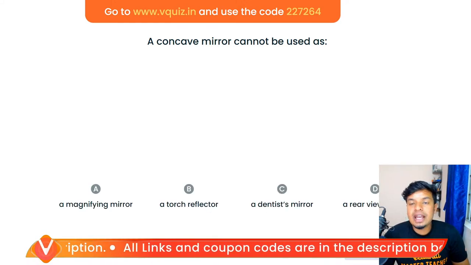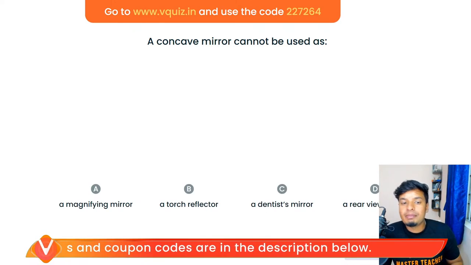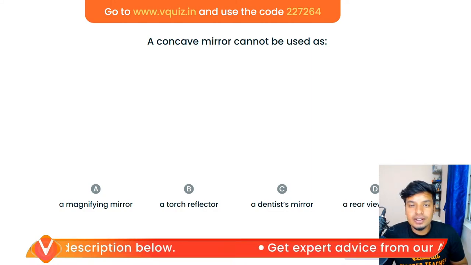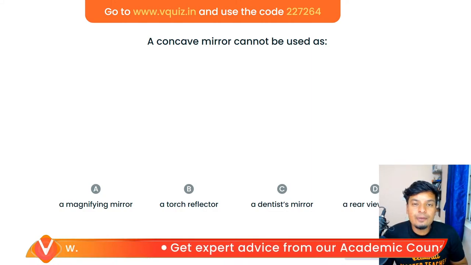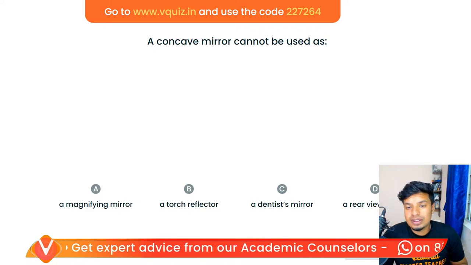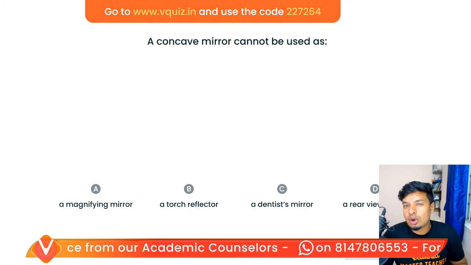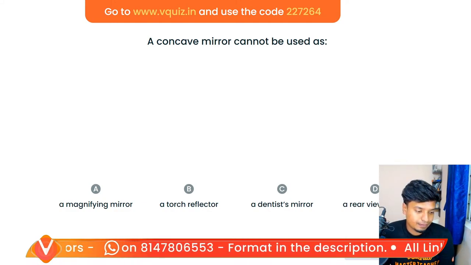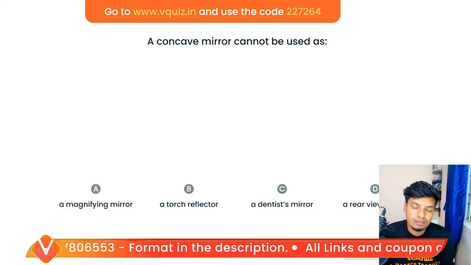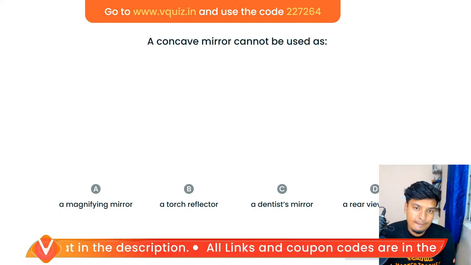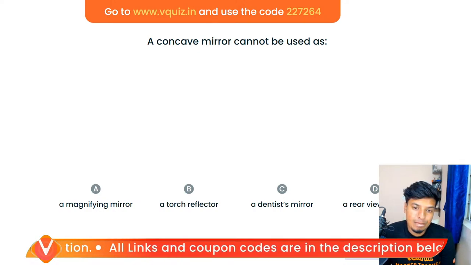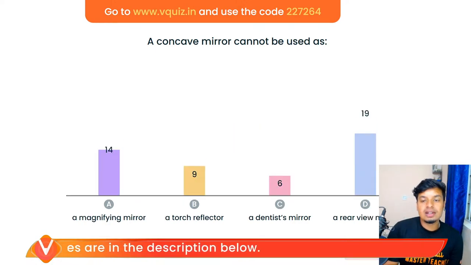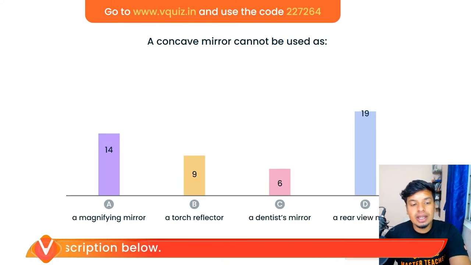A concave mirror can be used as what? A magnifying mirror, a torch reflector, a dentist mirror, a rear view mirror. A concave mirror can be used as dash. This question is a little wrong, guys. Don't mind, okay? A concave mirror, guys. What is the answer? Is it a rear view mirror, guys?